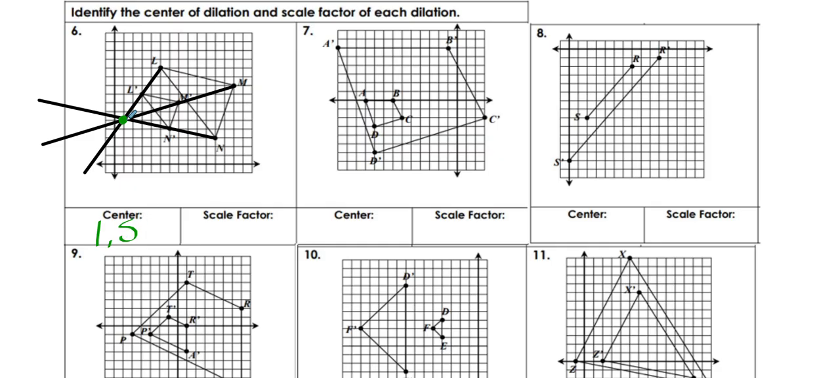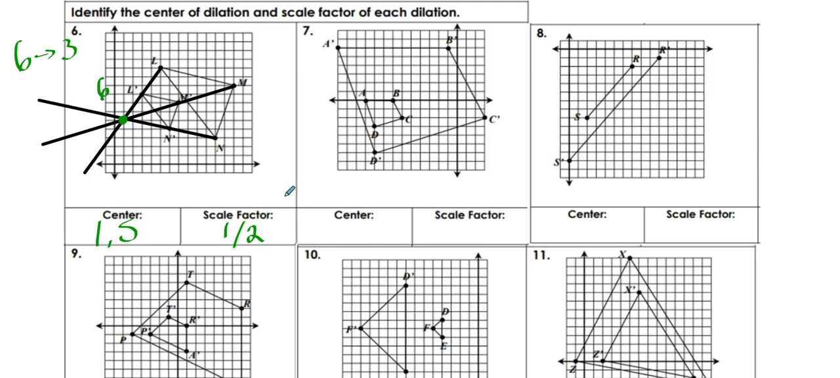Then I'm going to think about how much further or closer they get away from this center of dilation. So my original point is 1, 2, 3, 4, 5, 6 above. The new point is only 3 above. We went from 6 to 3. That was multiplied by a scale factor of 1/2.